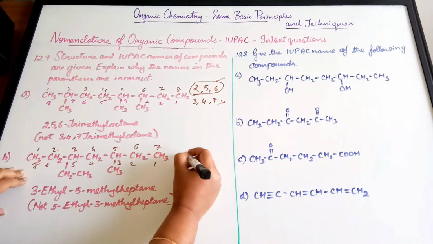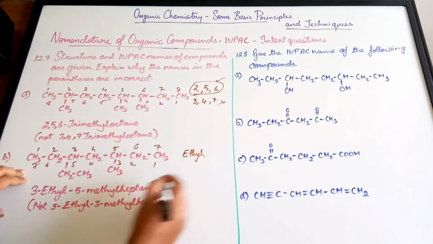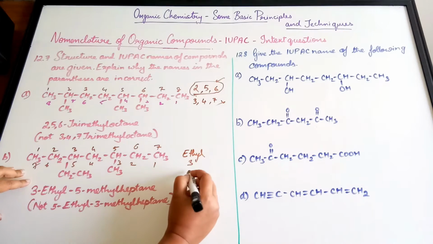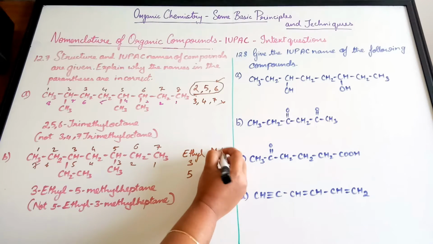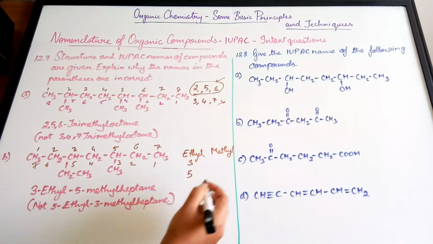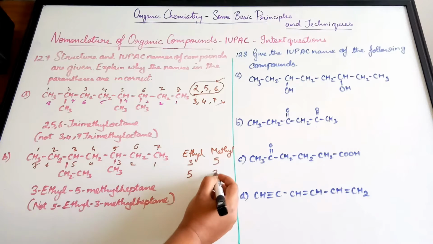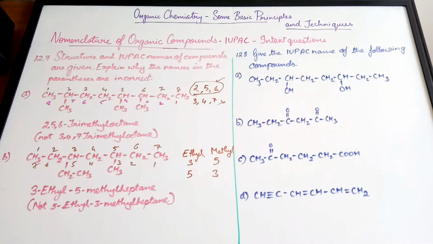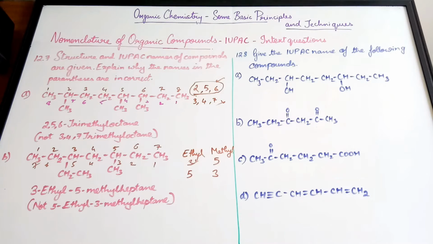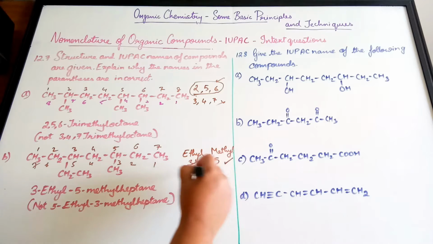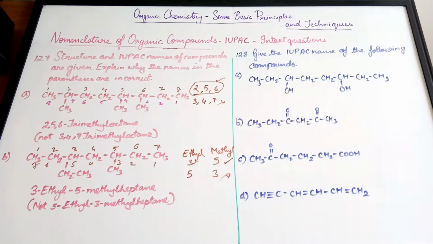So the ethyl group can either be in position 3 or it can be in position 5 based on the numbering, whereas the methyl group can be in position 5 when ethyl is 3 and position 3 when ethyl is 5. So according to the alphabetical order, ethyl gets the lower position compared to methyl, and that is why this numbering is correct, whereas the second one is wrong.